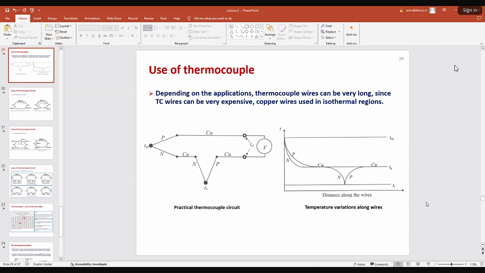Okay, sir. Maybe we can focus on the next part of the question, wherein I want to understand this particular image on this slide, the practical thermocouple circuit, versus what is actually done from an actual instrumentation point of view. So this is very similar to what you do in an actual thermocouple circuit.